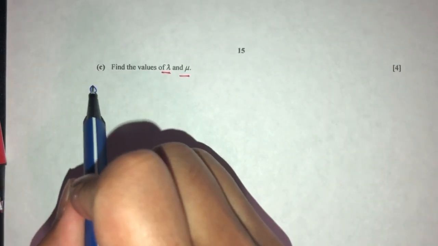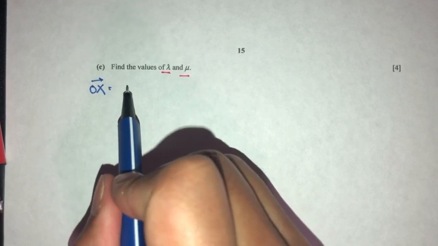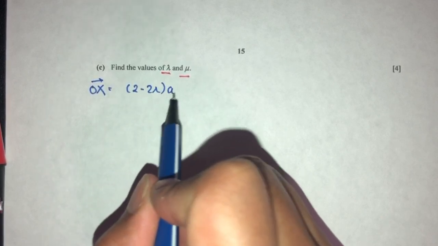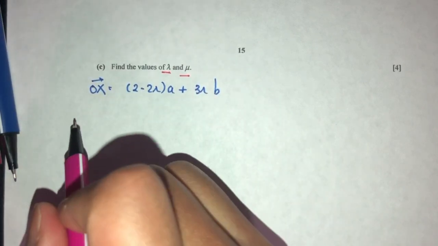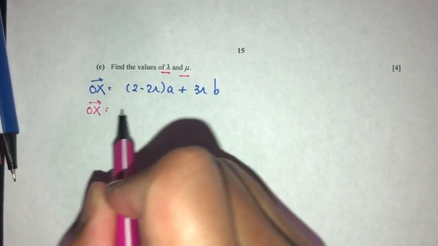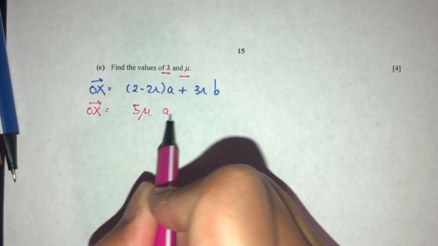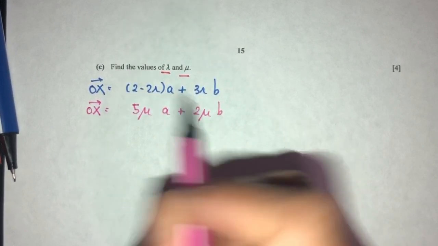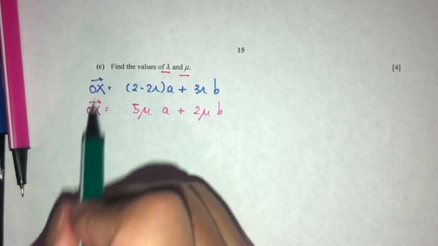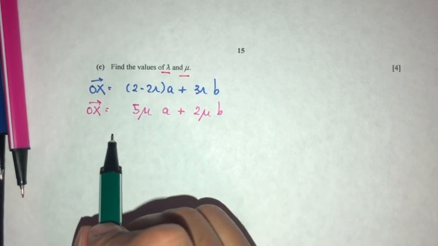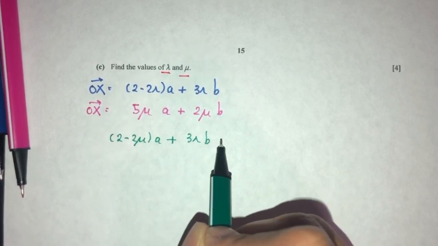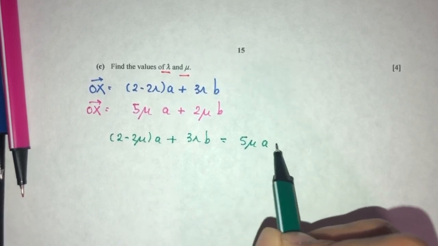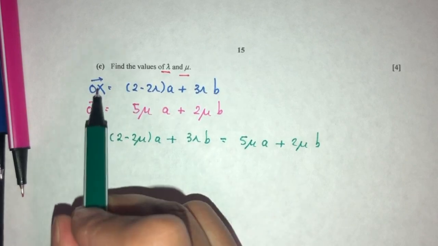How? Because in the equation in part A, we have found that OX is (2 minus 2 lambda) A plus 3 lambda B. And in the equation in part B, we have found OX is equal to 5 mu A plus 2 mu B. Now obviously we understand that OX is the same as OX, so therefore they're the same thing. We can have this equation, which is (2 minus 2 lambda) A plus 3 lambda B has to equal 5 mu A plus 2 mu B, because they're the same thing, right? OX is the same thing.